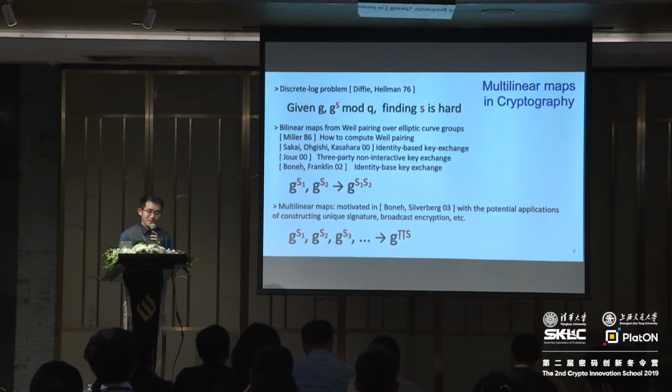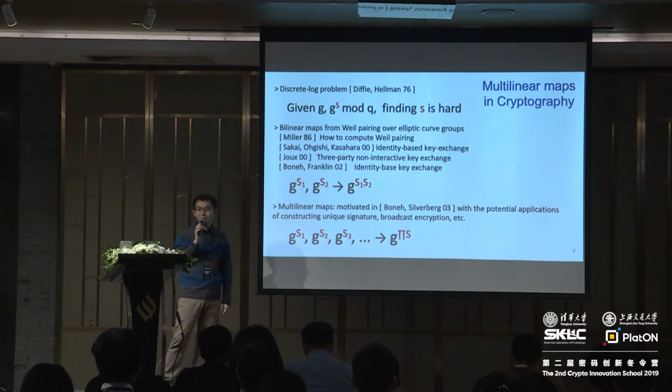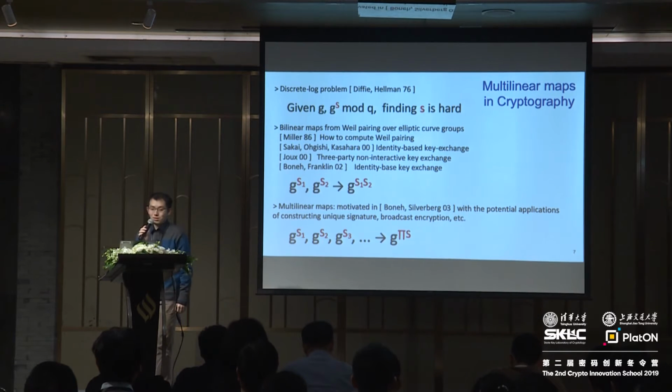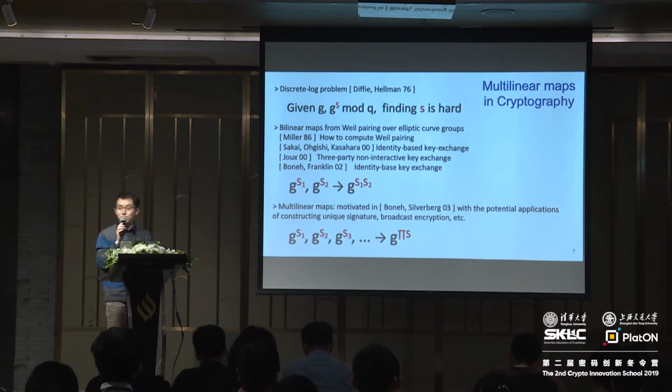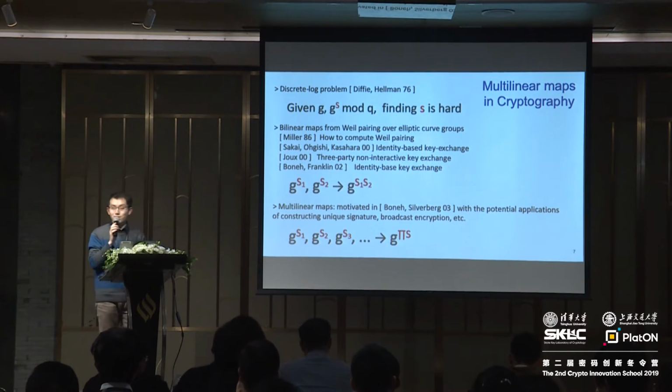So at the beginning of 2000, people realized bilinear maps have lots of applications. Even though maybe there are only three on the screen, Boneh and Silverberg were already thinking about what happens if we generalize bilinear map into multilinear map.